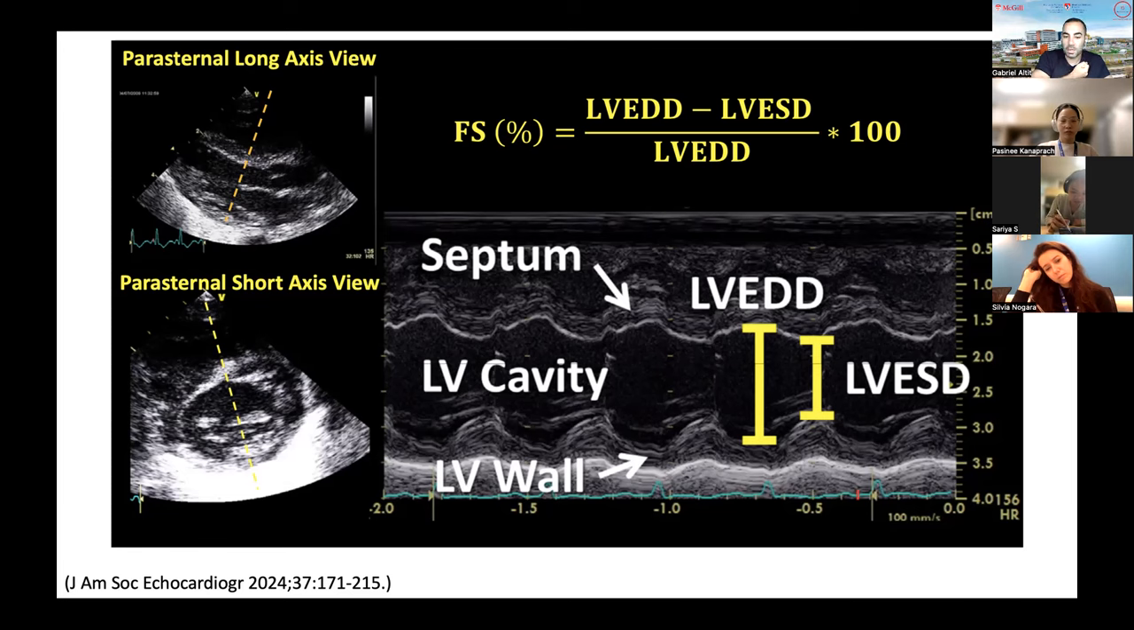So you can continue sweeping and stop at the tip of the mitral valve, and you know that you're at the good spot to get your M mode. Does that make sense to you guys? Okay. Yes, yeah, I see.